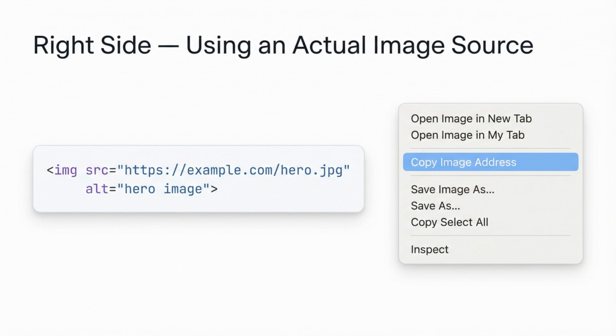For the right side, the instructor uses a real image sourced directly from a live website. You can right-click any image in the browser and select Copy Image Address. That gives you the direct URL to the image file. That URL goes straight into the src attribute of your IMG tag. This is a quick way to prototype with real visuals before you have your own assets ready.